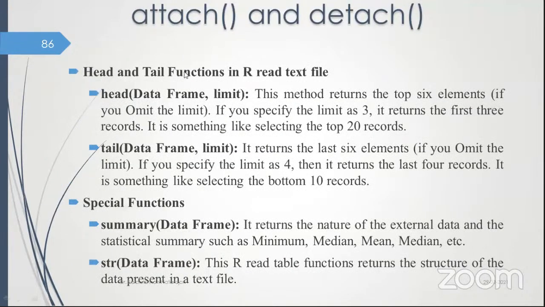These are some of the common things you can do. If you have huge data, lakhs and lakhs of records, you can view a particular part alone using head and tail. Under head, you extract the top 5 records, and under tail, the bottom 5 records. Similarly, as I told previously, summary gives you the minimum, median, and so on, and the structure is given by the str function.